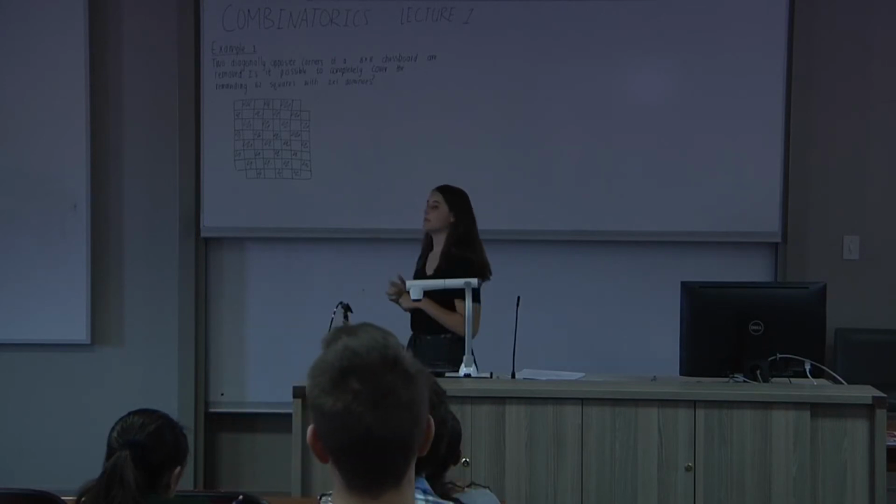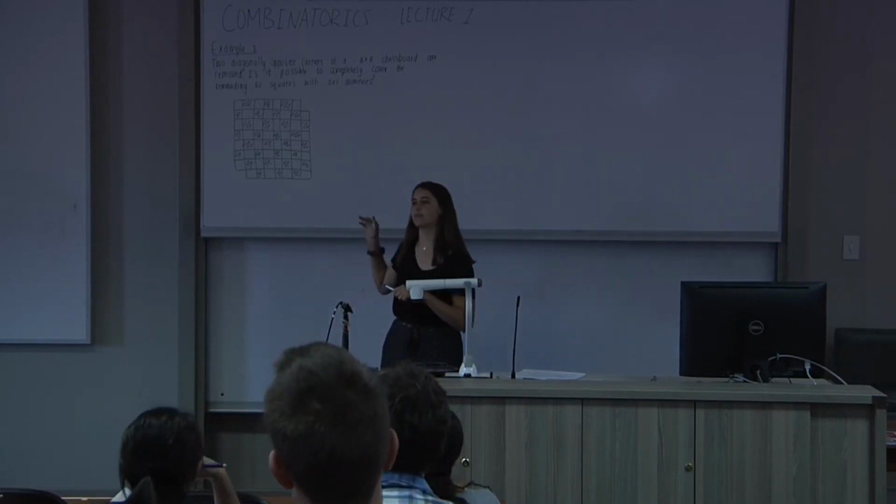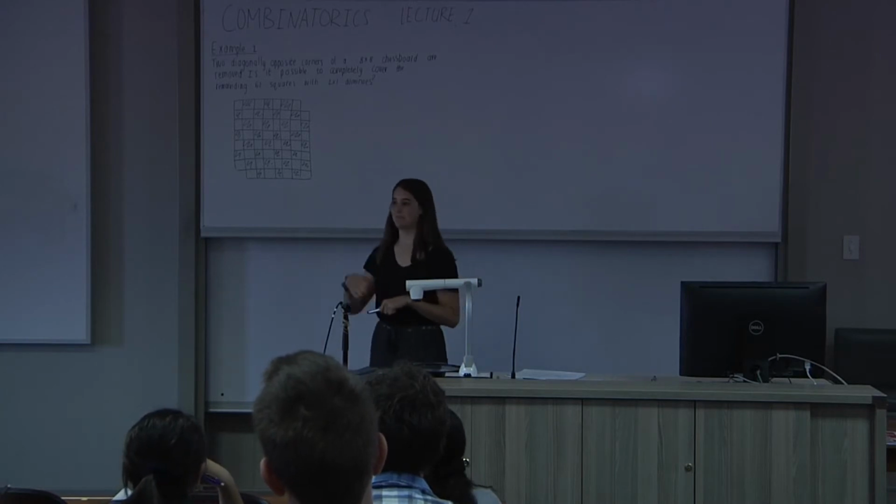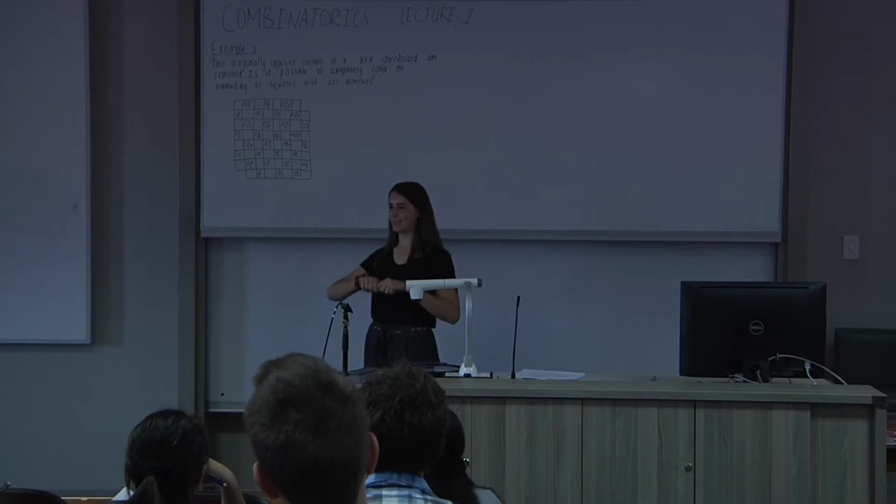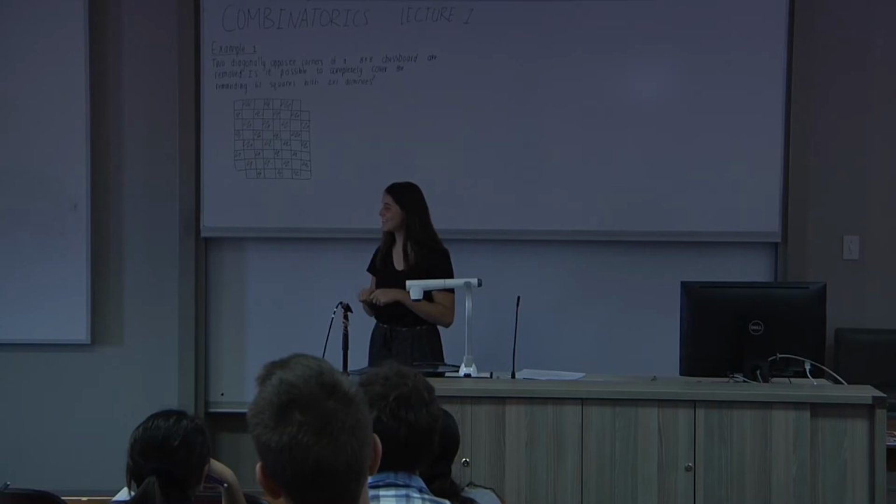Can anyone tell me whether it would be possible to cover this by 2x1 squares? No. You say no? And the girl behind you? You also say no. Okay, do you have a general suggestion, a strategy to show how it's not possible?